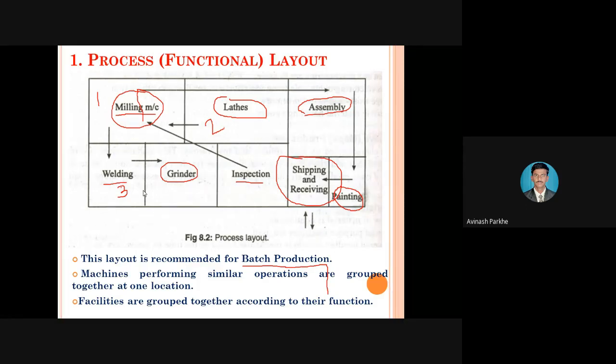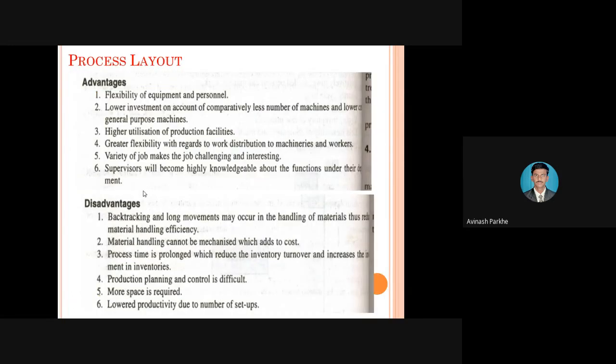Again, the third batch is coming, then the fourth batch is coming. Like that, in batch production, if you have to prepare the product, at that time we utilize the process layout, or the functional layout, in the industry. This layout has some advantages and disadvantages also, which we have discussed in today's lecture.